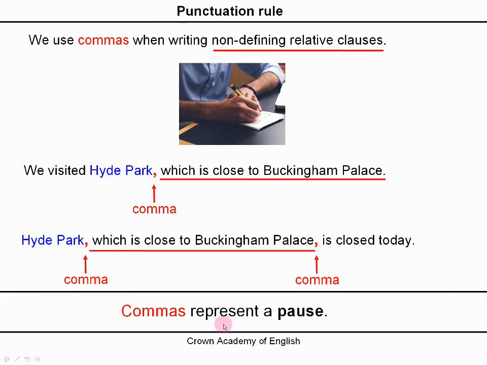And remember that commas actually represent a pause. So when we say this sentence, we pause when there is a comma, and the intonation changes slightly. So if you listen: Hyde Park, which is close to Buckingham Palace, is closed today. Okay? Very important. We always use commas with non-defining relative clauses.